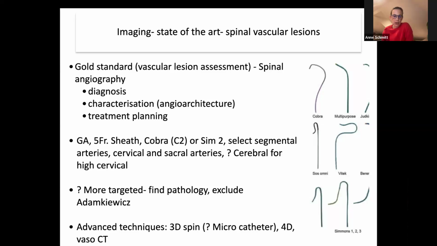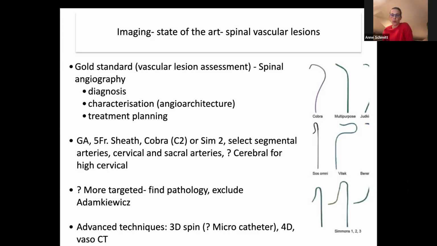Sometimes if it's a high cervical or low intracranial one, we would do the cervical and cerebral vessels, and also, very important for low-seated venous vascular pathologies, inject the lateral and median sacral arteries as well, because it's not infrequent that you see a shunt contribution from these arteries. So as I said, we can now target DSAs more.